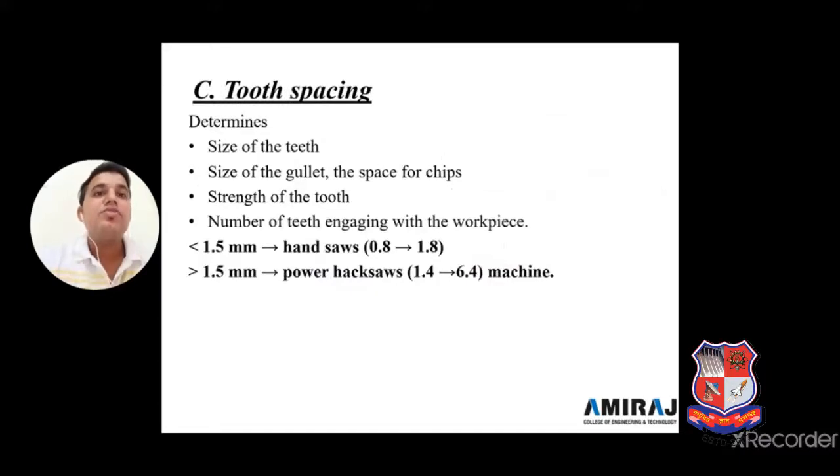Next one is the tooth spacing. It determines the size of the tooth, the size of the gullets, the space for the chips, the strength of the tooth, and the number of teeth engaged with the workpiece. So for less than 1.5 mm for hand sawing, we are providing 0.8 to 1.8 mm thick, particularly the size of the teeth. For greater than 1.5 mm, for power hacksaw we are using 1.4 to 6.4.